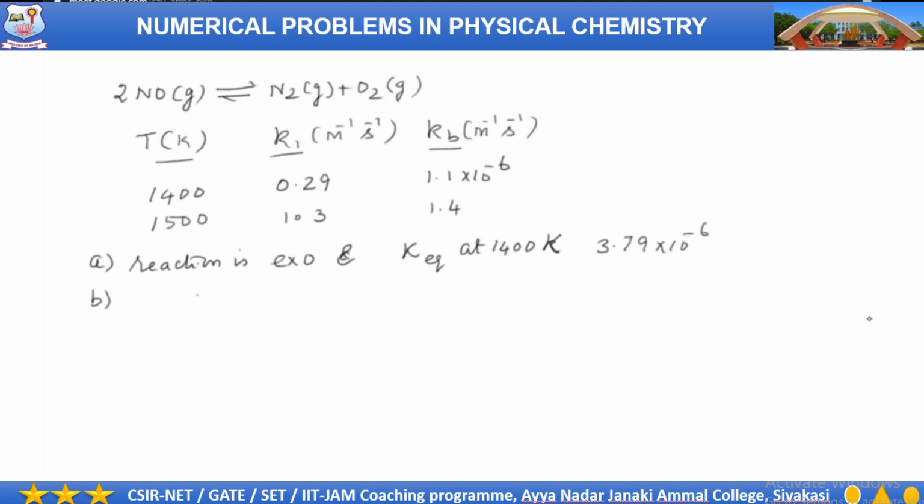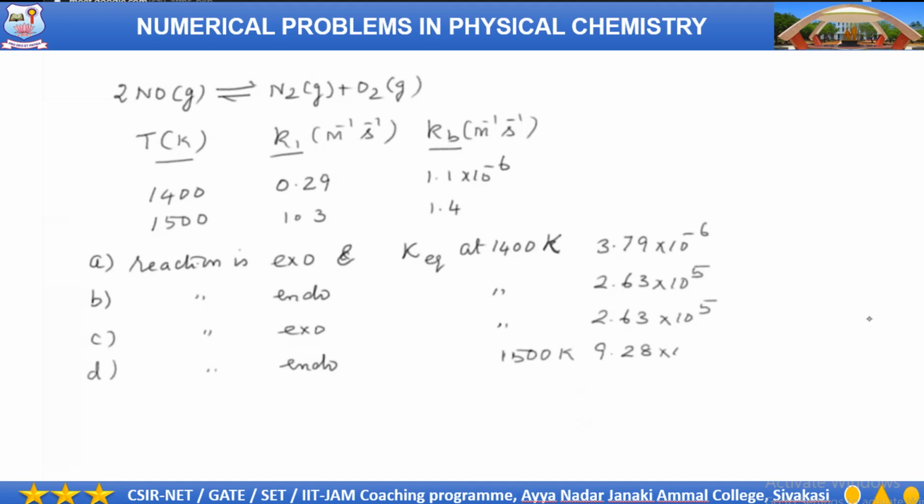Option B, the reaction is endothermic and the equilibrium constant at 1400 degrees Kelvin is 2.63 into 10 power 5. C, the reaction is exothermic and the equilibrium constant at 1400 degrees Kelvin is 2.63 into 10 power 5. And D, the reaction is endothermic and the equilibrium constant at 1500 degrees Kelvin is 9.28 into 10 power 5. What is the correct answer?